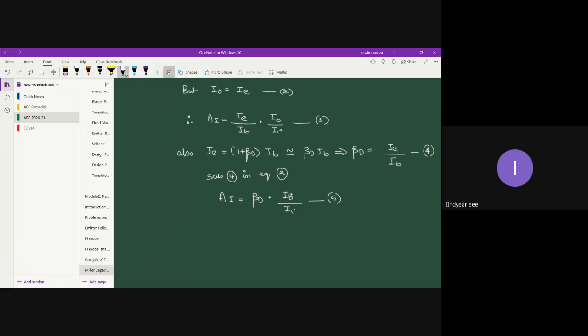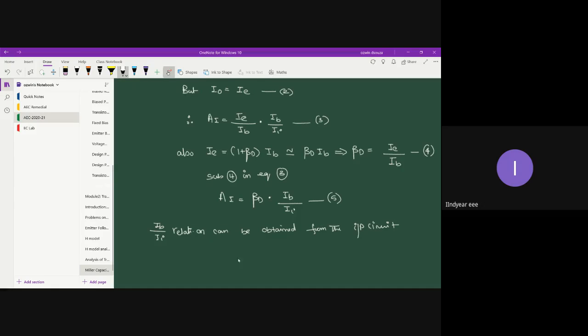Now the IB by II relation can be obtained from the input circuit, because both IB and II are found on the input circuit.